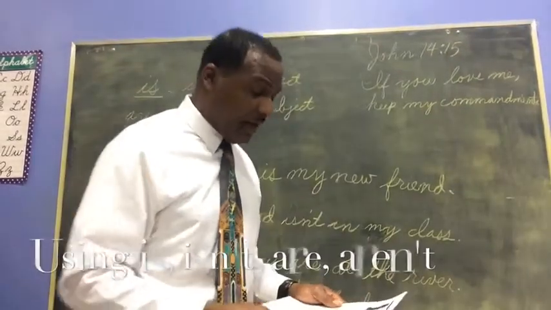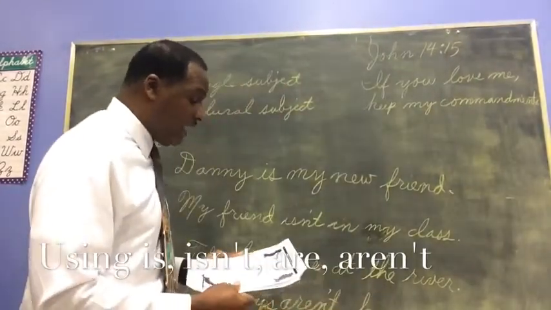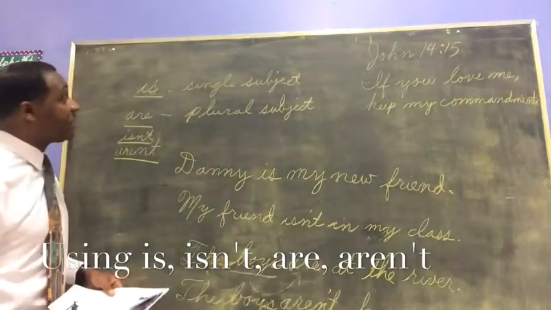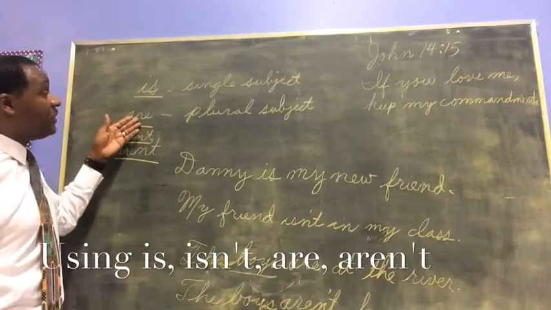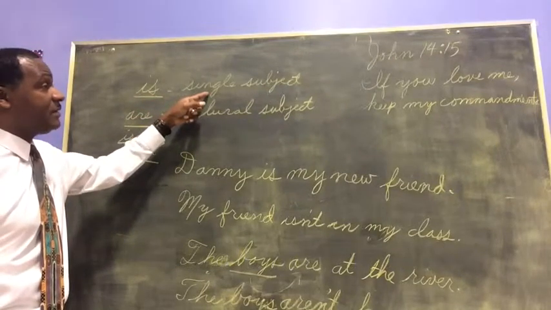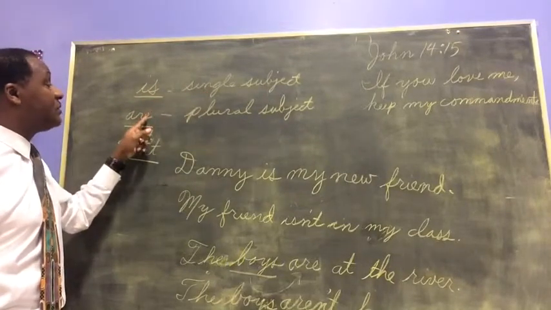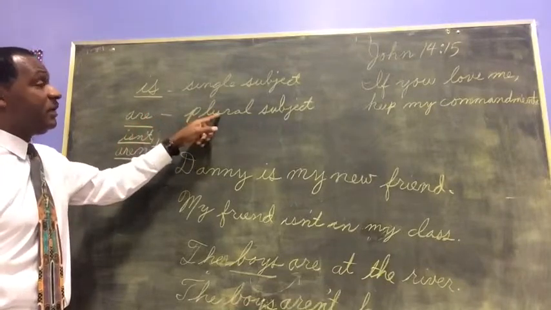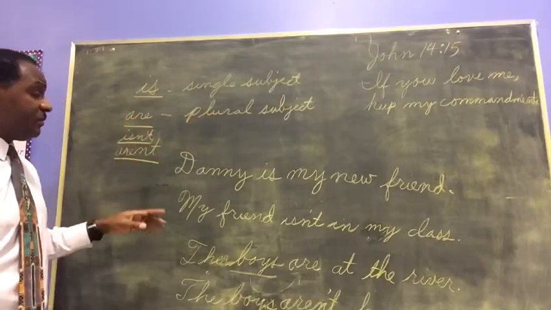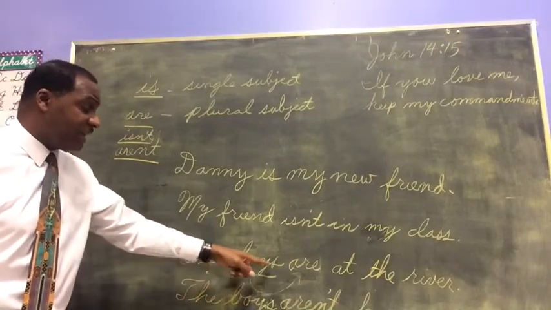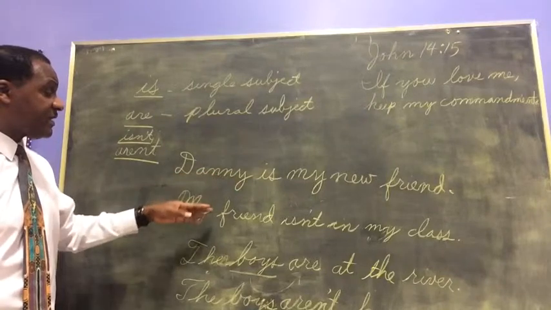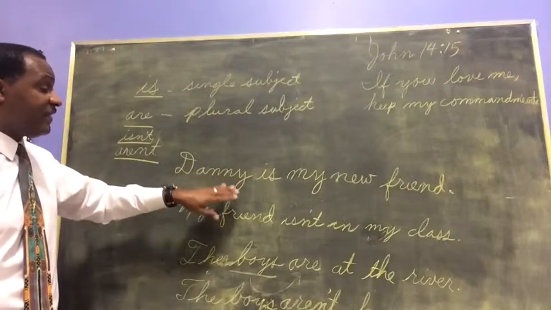Okay, we're going to talk about using the words is, are, isn't, and aren't. There's a difference between is and are. When we use is, we use a singular subject. When we use the word are, we use a plural subject. A plural subject would be any subject that has an S on it, and a singular subject would be any subject that doesn't have an S on it.